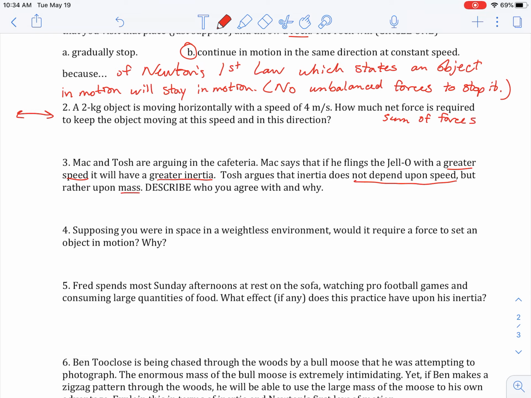What you need to do is figure out who you agree with. So you're going to pick either Mac or Tosh, and you need to explain why. Again, there is one thing, it was a summary question answer, one thing that inertia depends on. All right, so I'm going to leave you there. Make sure you watch that video, answer the questions as you go.